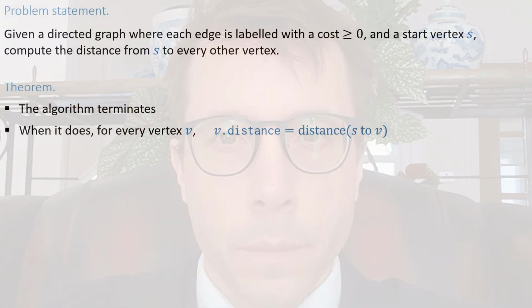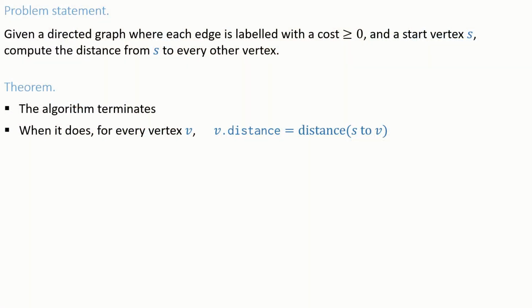In this video, we'll prove that Dijkstra's algorithm is correct. Let's write out a problem statement and a theorem. Have a read. This theorem actually has several parts. The first part claims that the algorithm terminates.